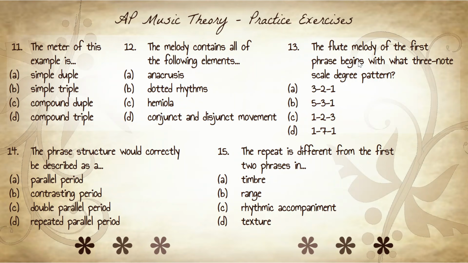Question 15. The repeat is different from the first two phrases in A, timbre, B, range, C, rhythmic accompaniment, or D, texture. The note says what is different in the last two phrases. Timbre suggests a different voice or instrument. Range suggests that two phrases are higher or lower. Answer C or D suggests something changes in the accompaniment. Now, let's go ahead and listen to the excerpt.